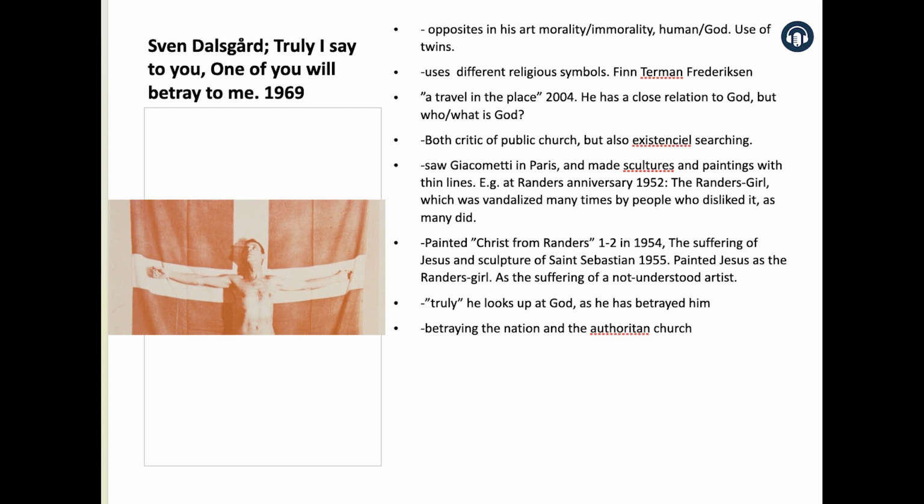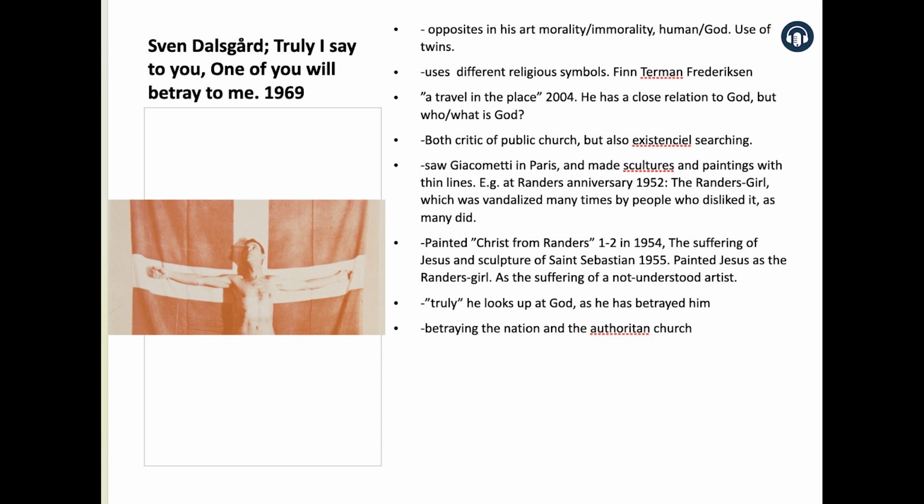He saw Giacometti in Paris and made sculptures and paintings with thin lines, e.g. at Randers' anniversary in 1952, the Randers Girl, which was vandalized many times by people who disliked it. And many did. He painted Christ from Randers 1-2 in 1954, The Suffering of Jesus, and the Sculpture of St. Sebastian in 1955. He painted Jesus as the Randers Girl, and the suffering of a non-understood artist.